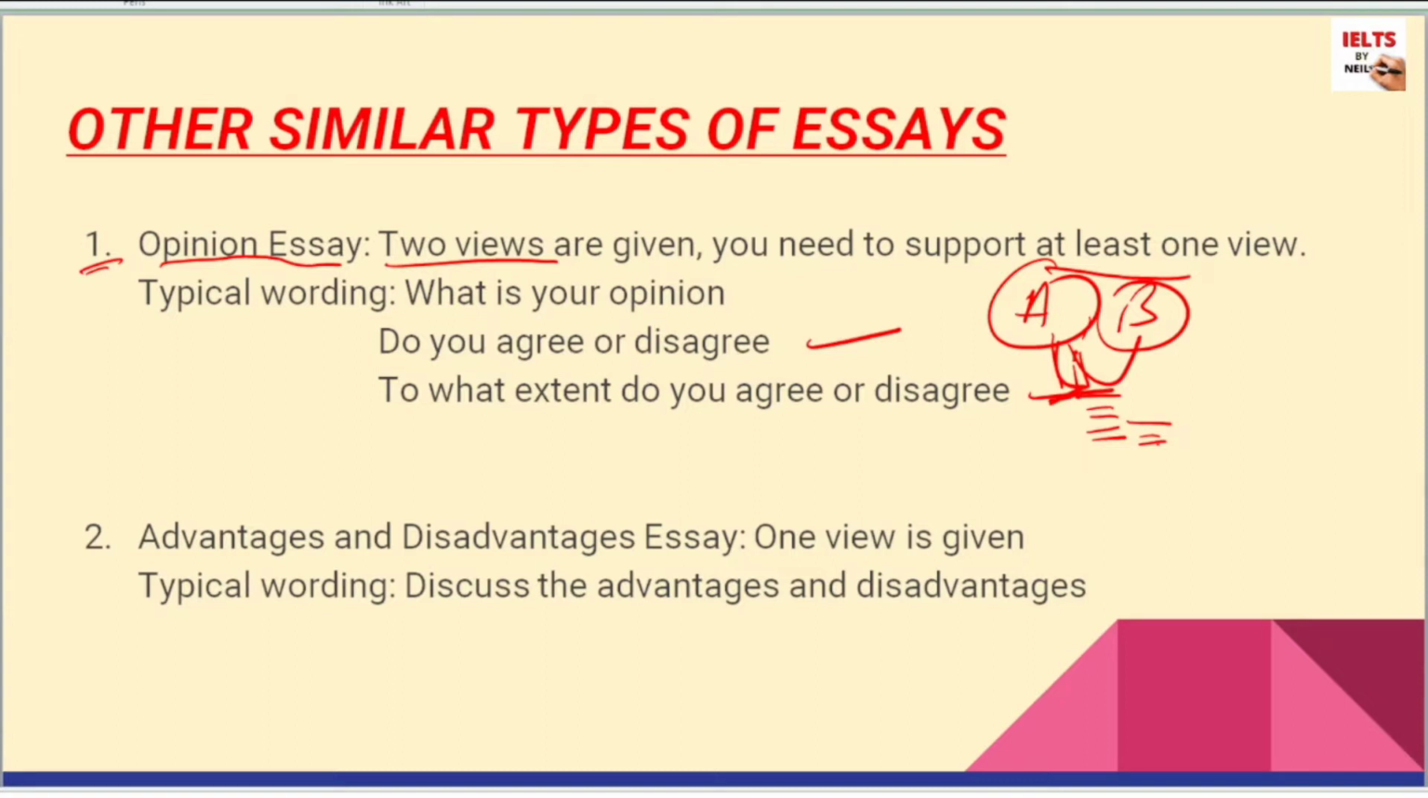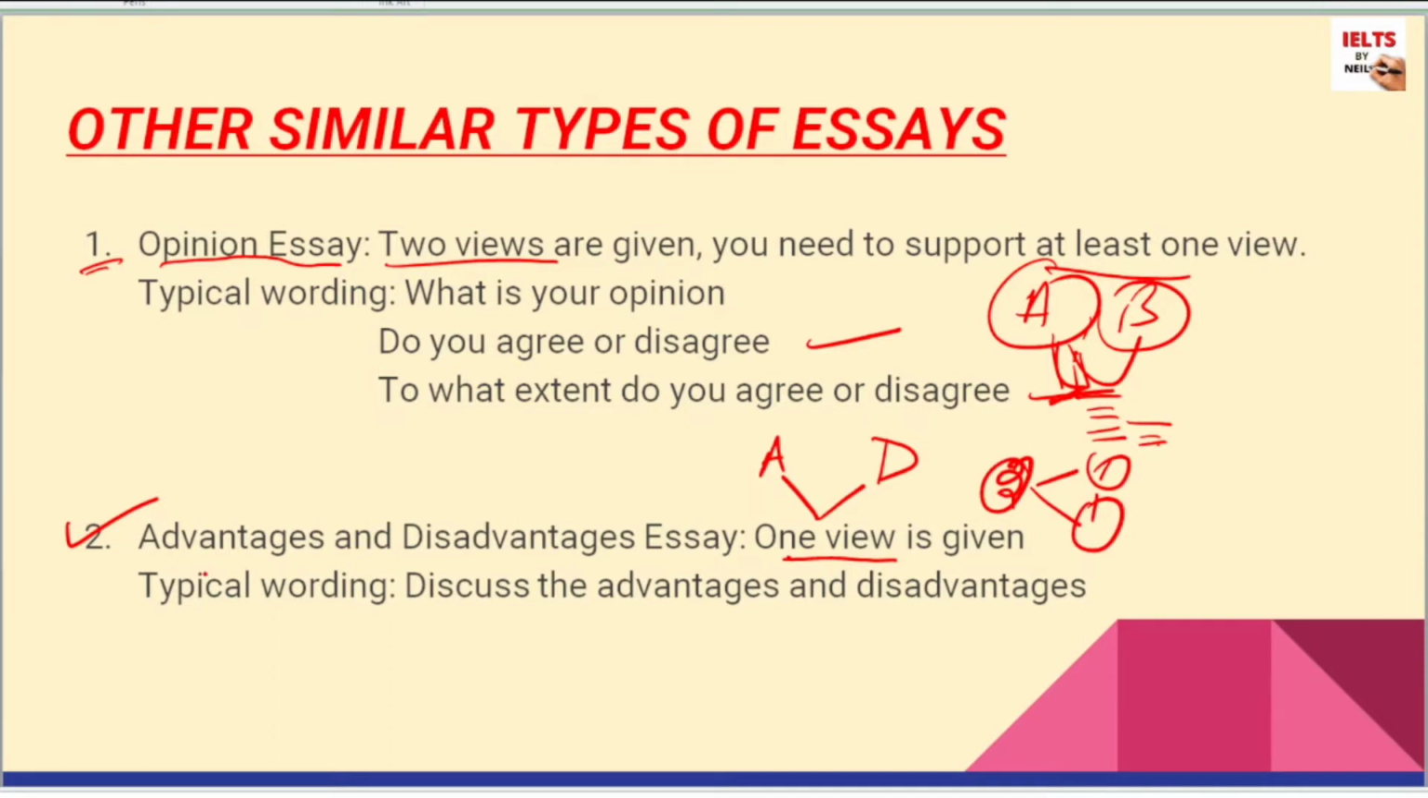The next type of essay which students might get confused with is the advantages and disadvantages essay. What is the difference between advantages and disadvantages and the discussion essay? Very simple: in advantages and disadvantages, only one view is given. For the same view you have to talk about advantages, and for the same view you have to talk about disadvantages, whereas in the discussion essay 2 views are given, so you have to talk about both the views. That is the only difference between the two.